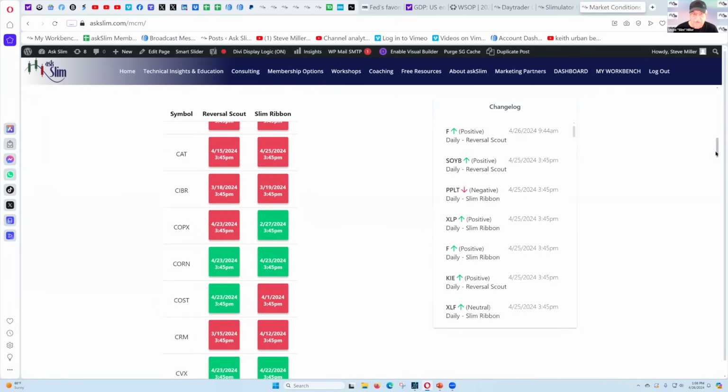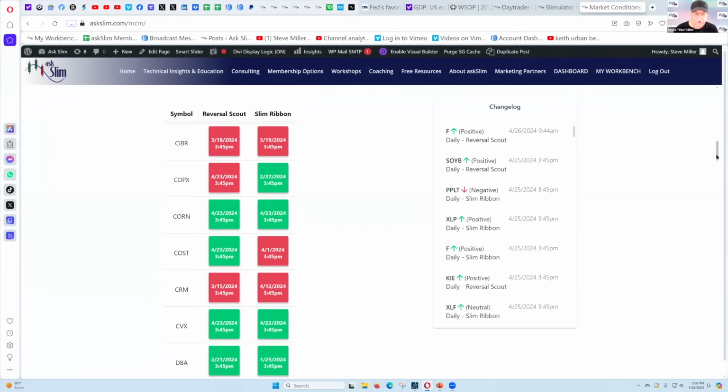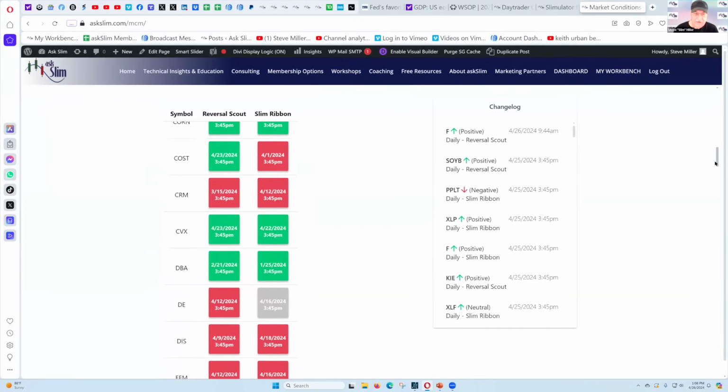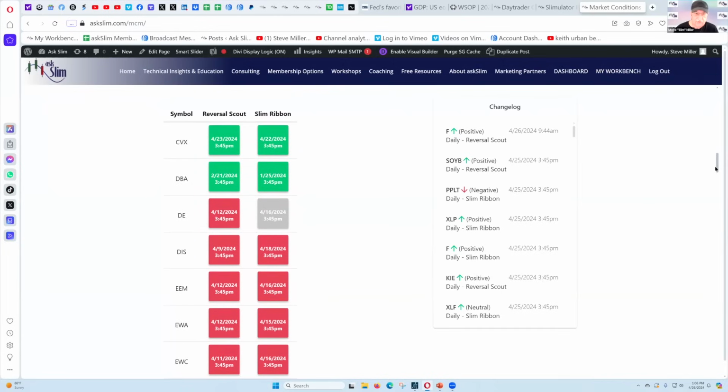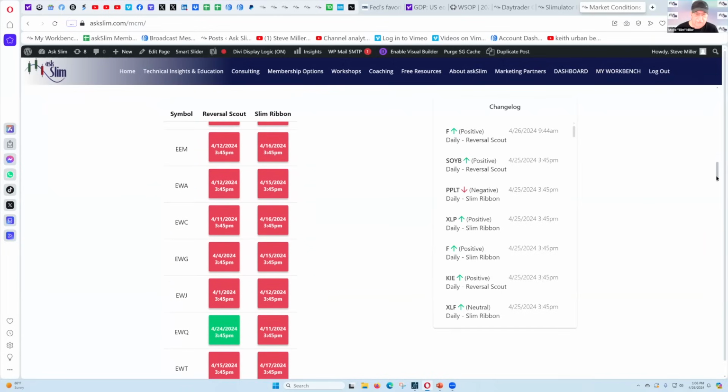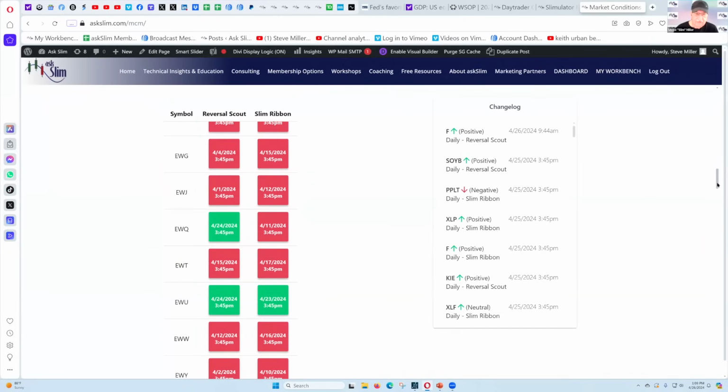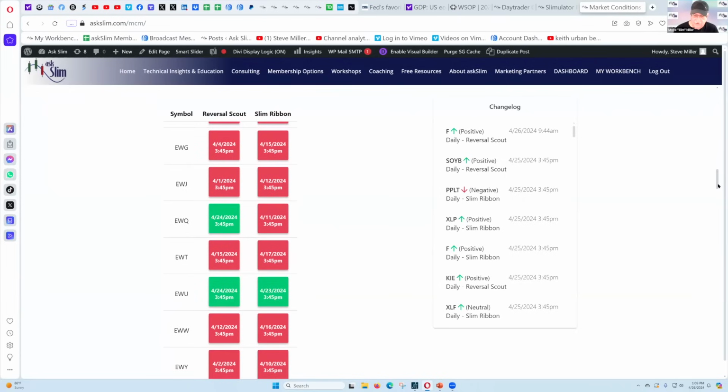Now, the only one that's positive on both so far is corn, as corn is now turning up. CBX is now positive, as you can see. DBA, which is, of course, the commodity markets, which are turning up. So you're getting those positive readings right over there. And I'll keep scrolling down for you to see. I'll try to do it a little bit slower so it's not all that choppy.